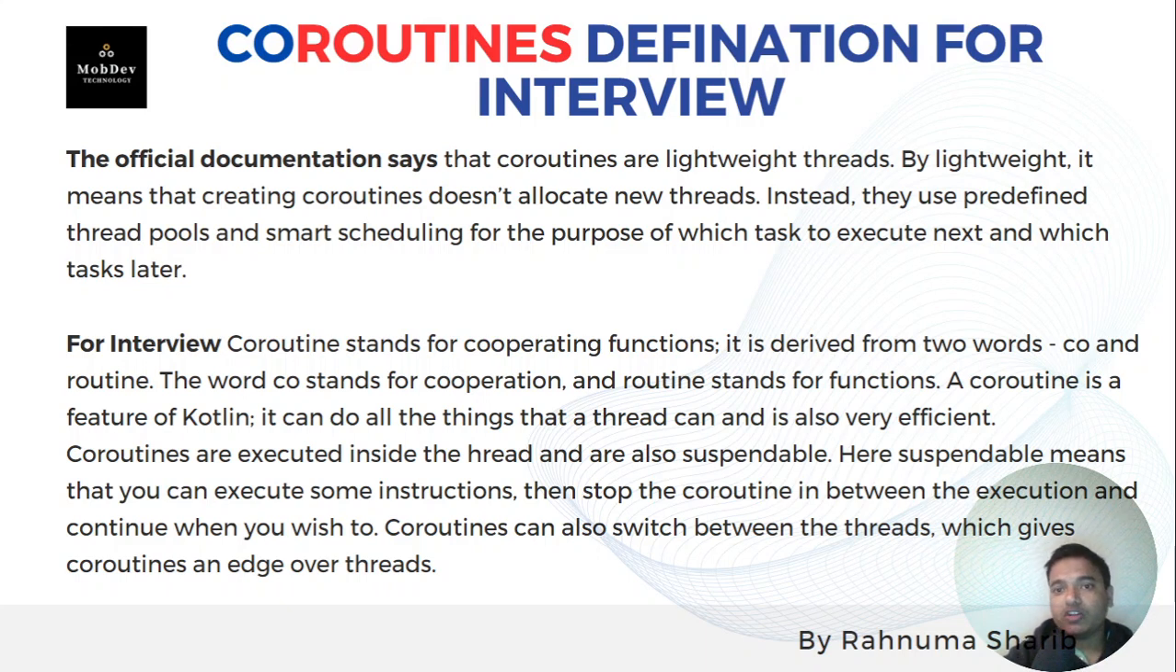what the official documentation says about the coroutine: it is a lightweight thread. But saying lightweight means that creating one does not allocate a new thread. Instead, they can pretend like they have predefined ones. We will explain that later. But in simple words, you can say that threads are the way, and coroutines are lightweight threads. Being lightweight means that creating a new coroutine will not require creating a new thread. So you can say that in simple words. This is the official documentation.